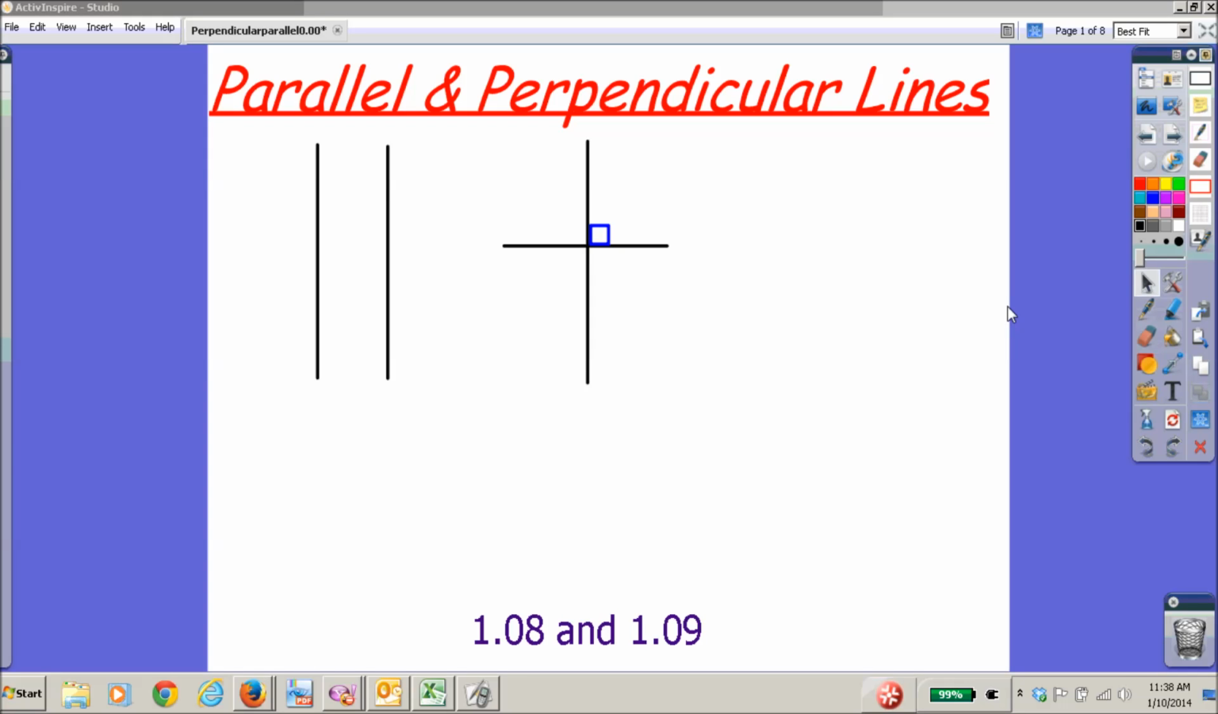Alright, good morning guys. This is going to be section 1.08 and 1.09. Today we're just going to briefly talk about parallel and perpendicular lines, but we're going to do a lot of construction, so hopefully you're watching this.